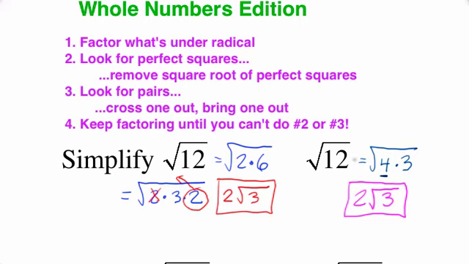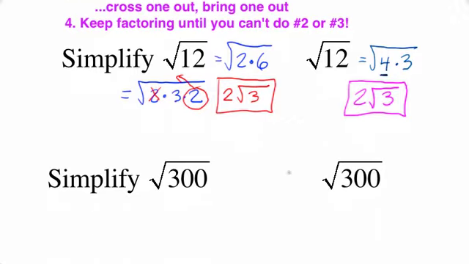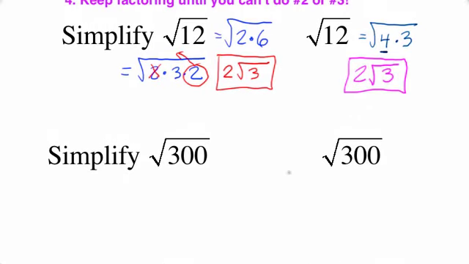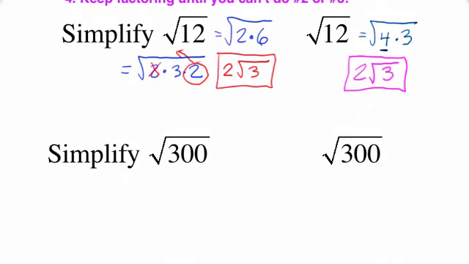Now, some of you may say, well, it was a lot easier to do it the second way. Well, that's because we recognized a perfect square. The problem is you won't always recognize perfect squares. And if you don't, then you really just have to rely on looking for pairs. So here's a good example of that, simplifying the square root of 300. So let's say I did not recognize the perfect square.